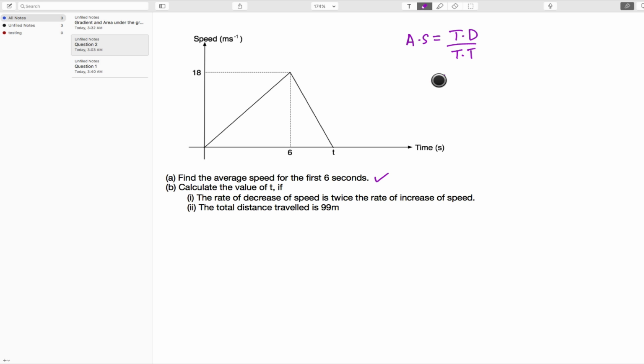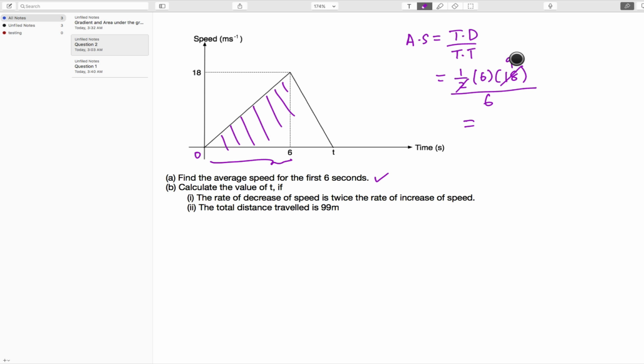In order to get the total distance for the first 6 seconds, which is from here, 0 s, to here, we call it the first 6 seconds. You need to find the area of this triangle, because this is a speed-time graph. The only way you can get distance is to find the area. So I'm going to use the triangle formula, which is half times base times height. Then we divide by the total time, which is 6 seconds. Simple. I simplify this 18 to 9, and 6 and 6 simplify. So the average speed is 9 meters per second. This is how we solve A.